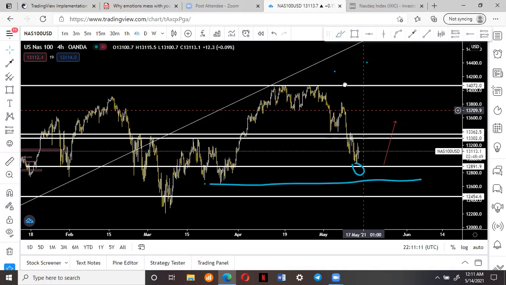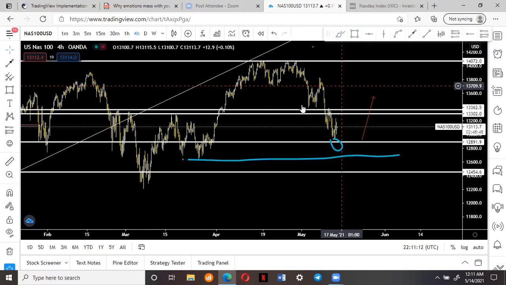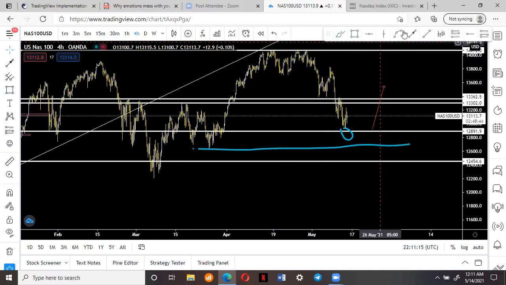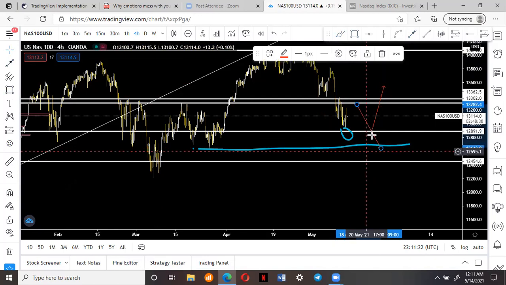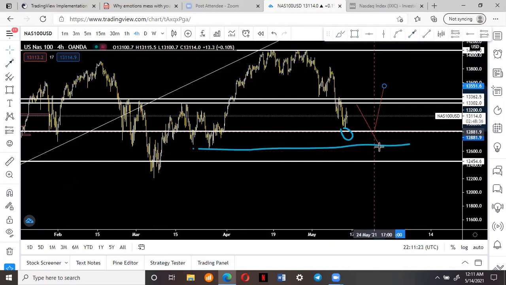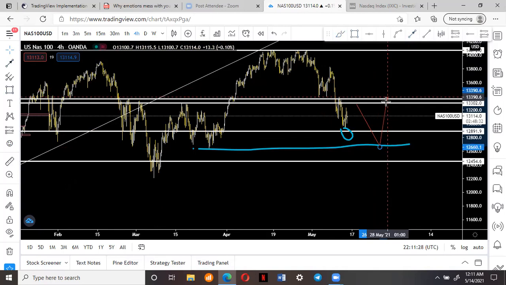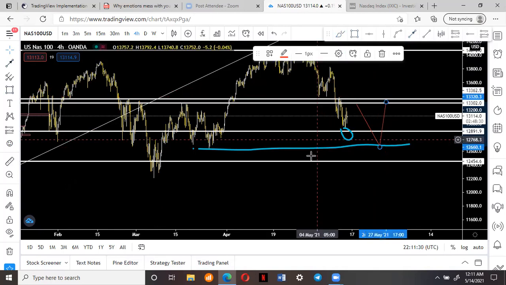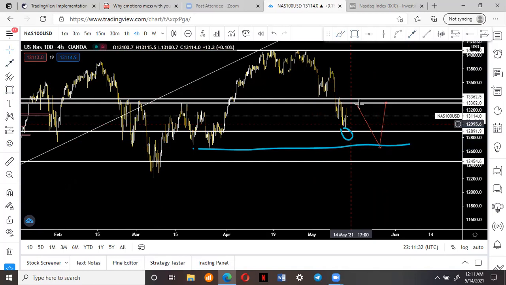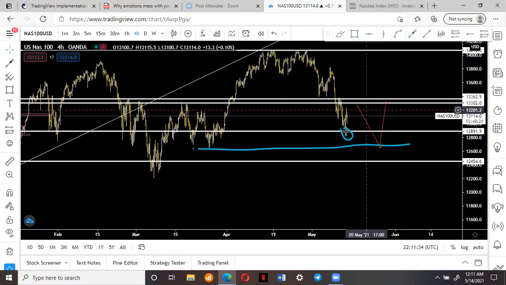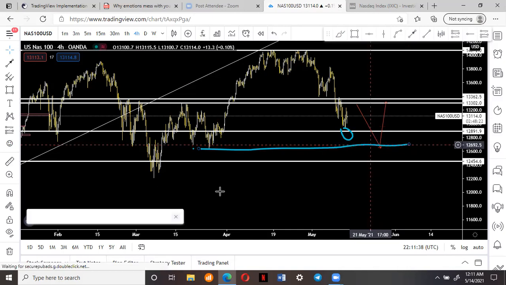So I still expect price to come down here and fill orders. Yep, I still expect it, and I'll be looking forward to it, because now I can see we are having a change in price. There's still a lot of demand here.